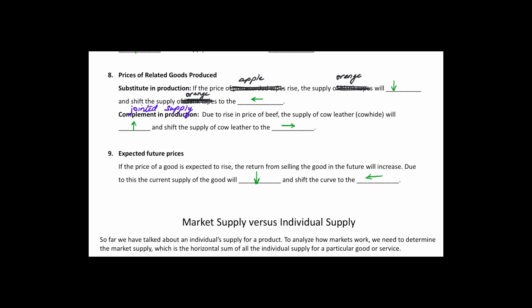And lastly, what about the expected future price? If you expect that the price will rise in the future, then it's better to save the product for the future. And as a result, your current supply is going to go down because people will start hoarding it. Keep it safe, we'll sell later when we get a good rate.